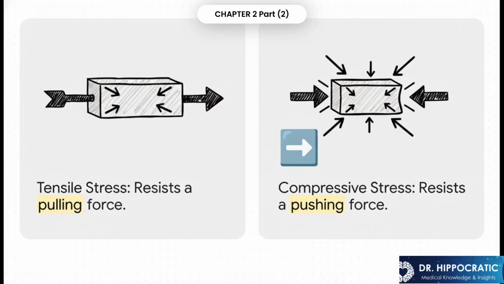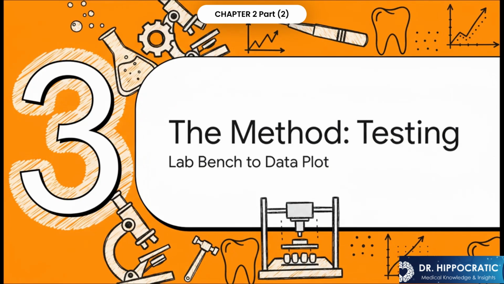Now, stress isn't all the same. The two most basic types you'll see are tensile stress, that's the internal resistance when you're pulling or stretching something, and compressive stress, which is the resistance you get when you're pushing or squashing it. Okay, so we've got the lingo down, but how do we get the actual data? Let's move from the theory to the lab bench and see how these materials are actually put through their paces.